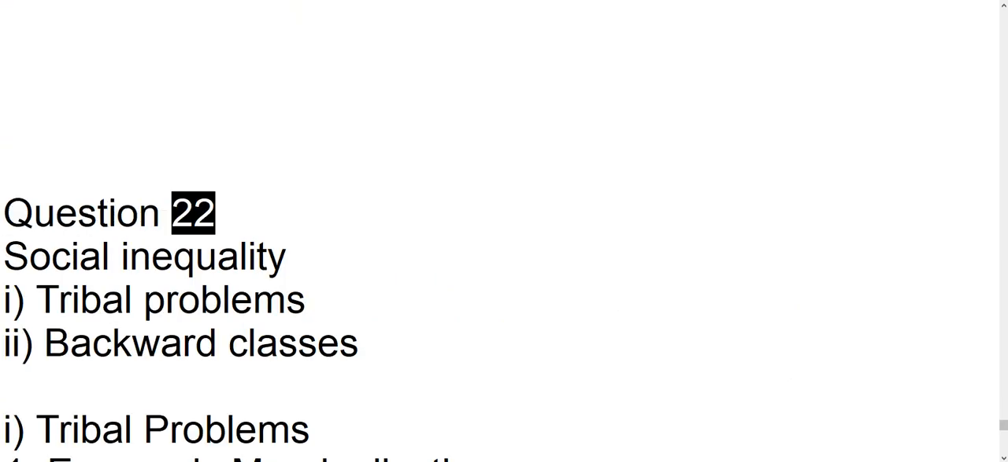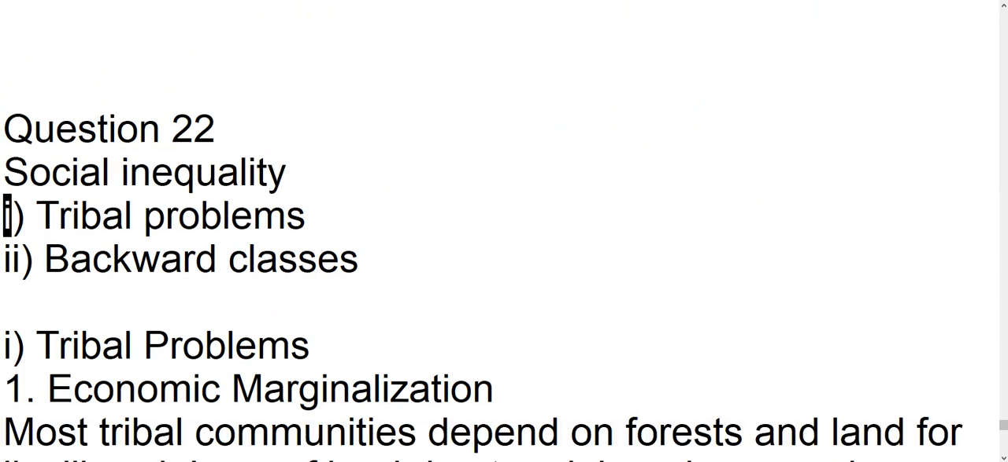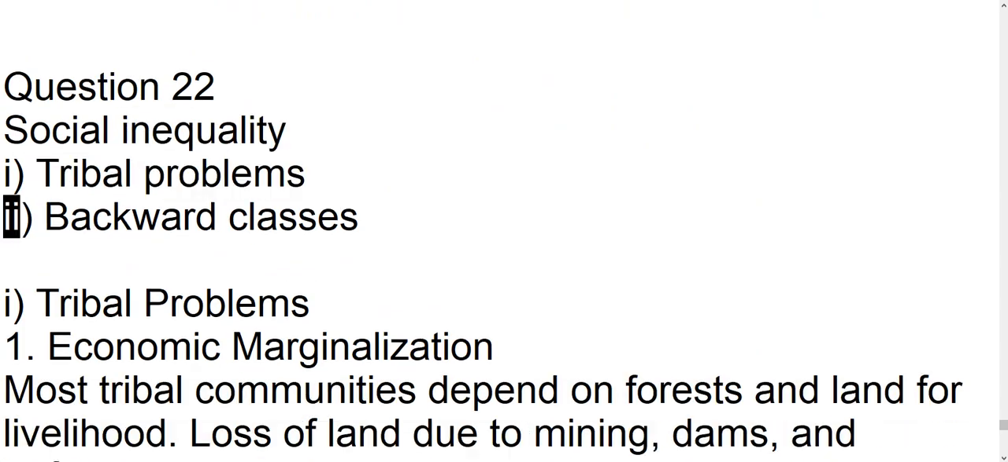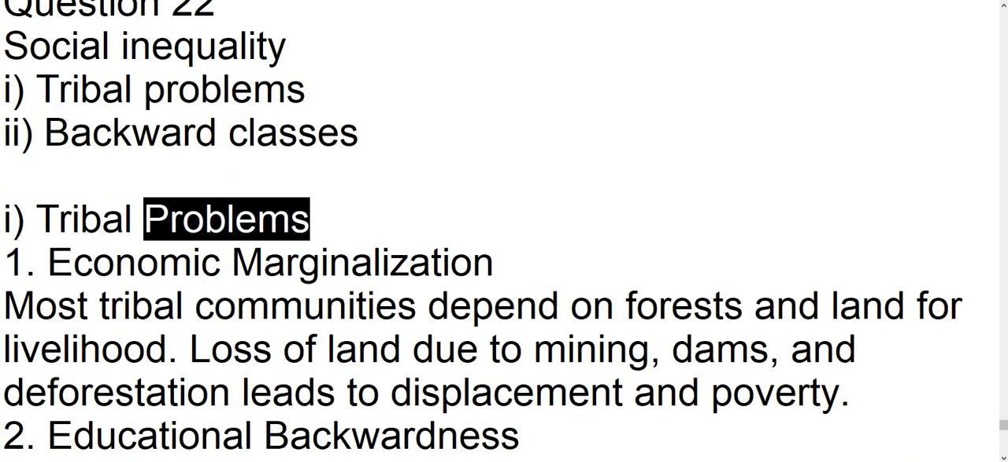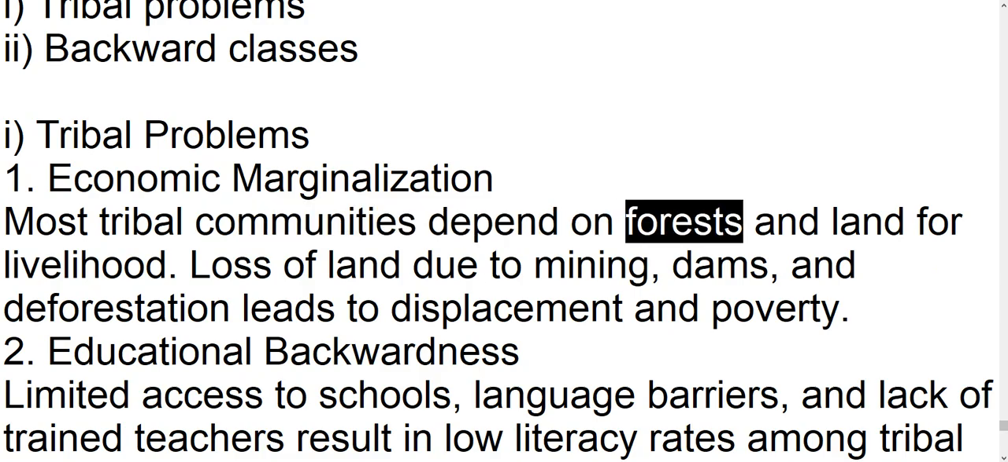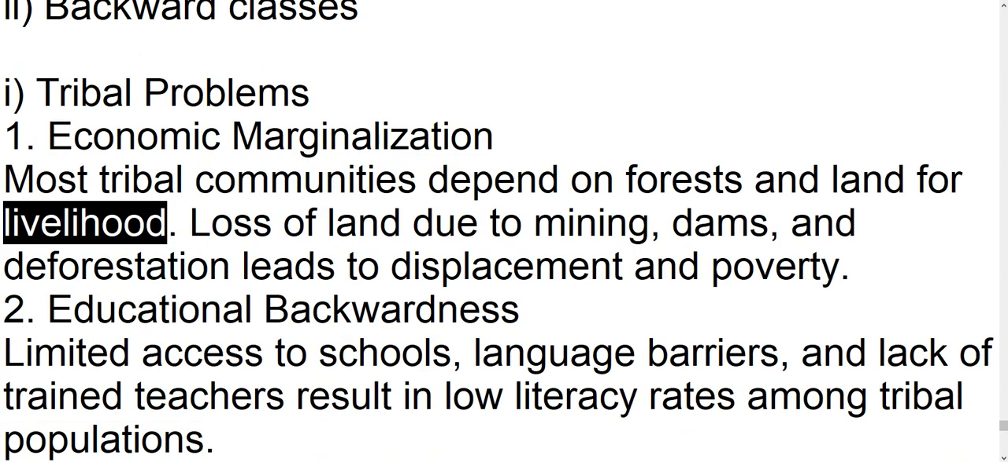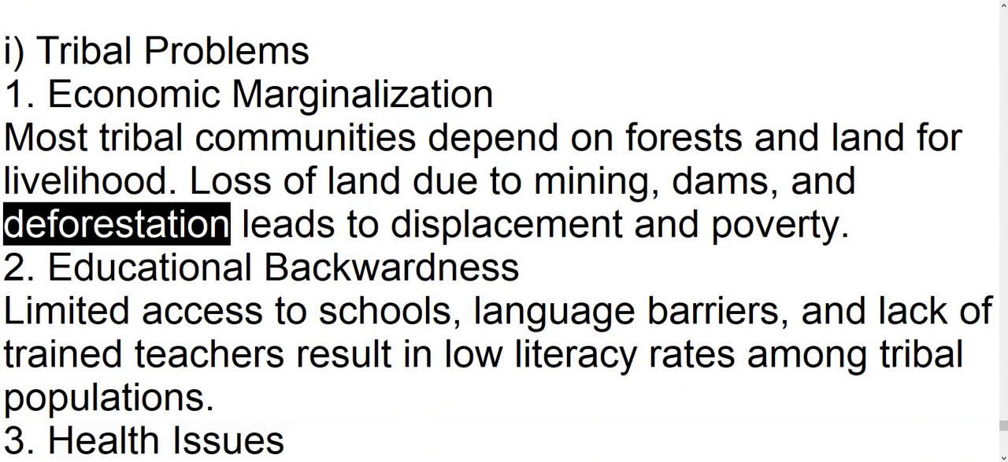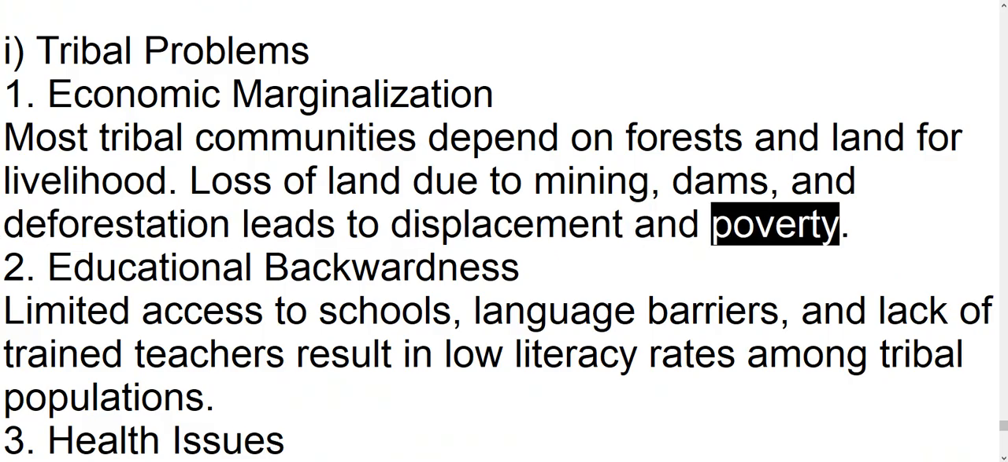Question 22. Social inequality. 1. Tribal problems. 2. Backward classes. 1. Tribal problems. 1. Economic marginalization. Most tribal communities depend on forests and land for livelihood. Loss of land due to mining, dams, and deforestation leads to displacement and poverty.